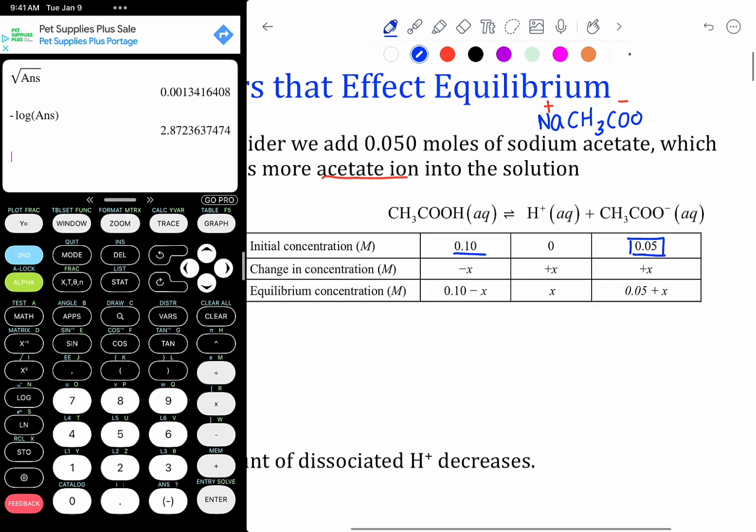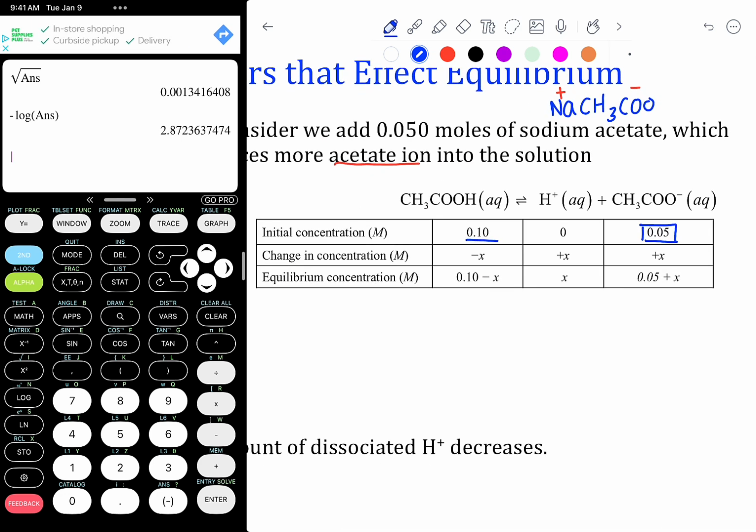And now our equilibrium row is going to be a little different from what we saw before. We have this 0.1 minus x that we had before. We have the x for the H plus, and now we have that 0.05 plus x as our value for our acetate ion at equilibrium. So now we can solve our ICE table and solve for x in the same way, because what we're going to see is that our pH is now going to change.